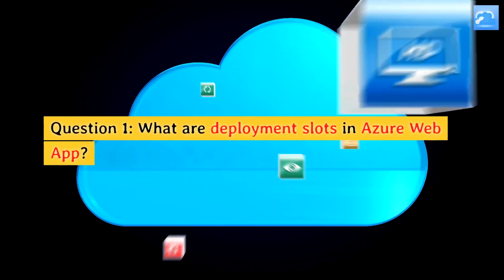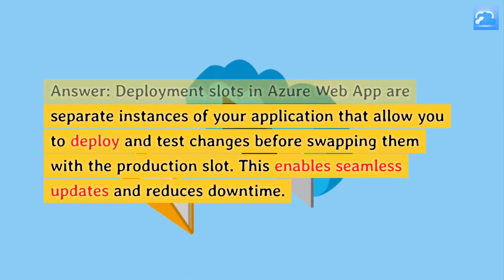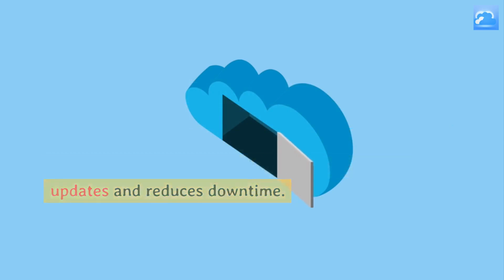Question 1. What are deployment slots in Azure Web App? Answer. Deployment slots in Azure Web App are separate instances of your application that allow you to deploy and test changes before swapping them with the production slot. This enables seamless updates and reduces downtime.